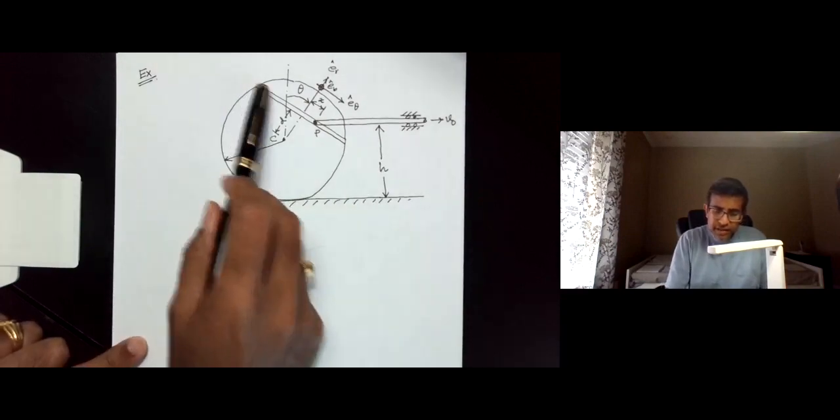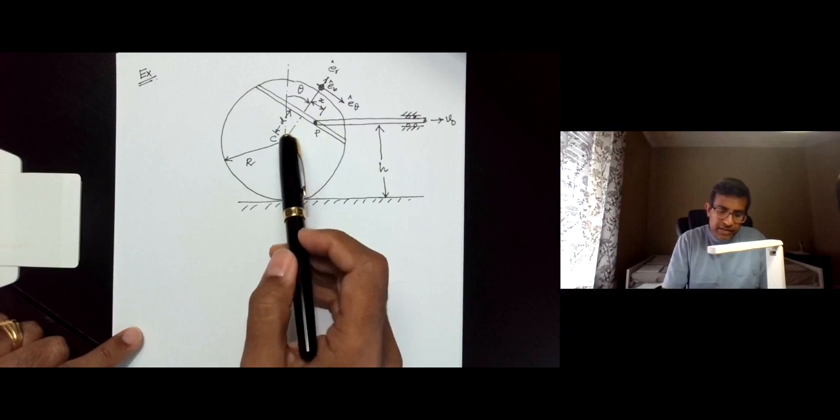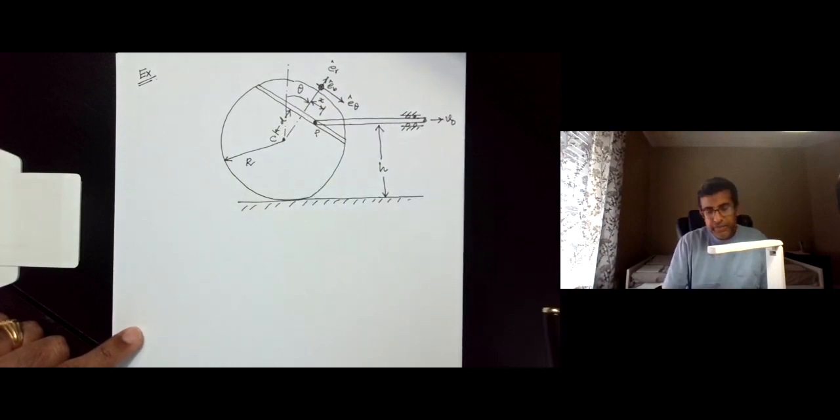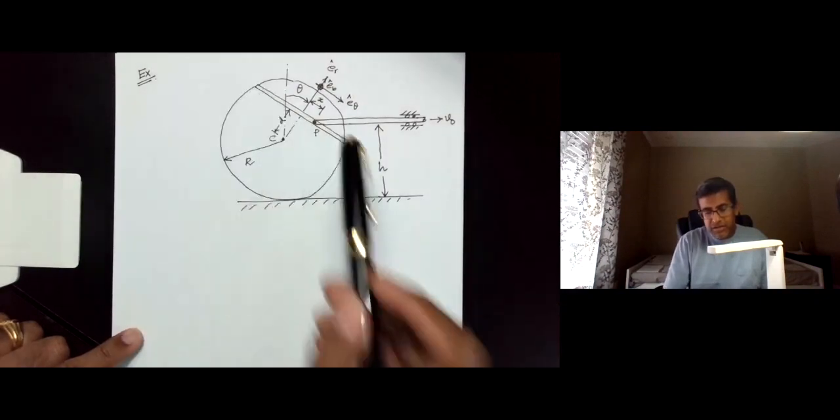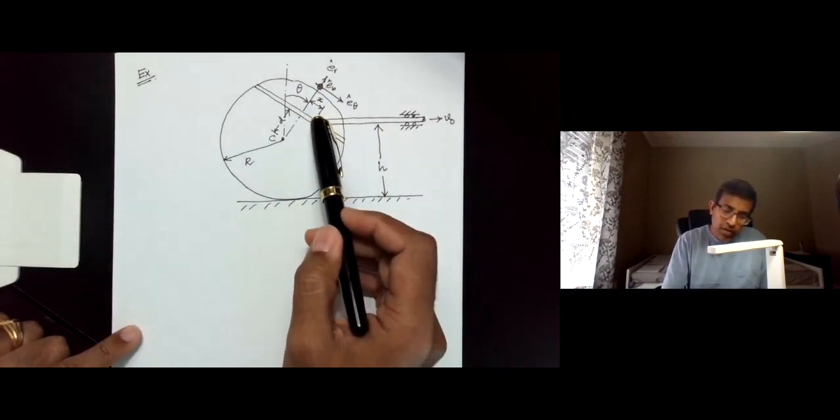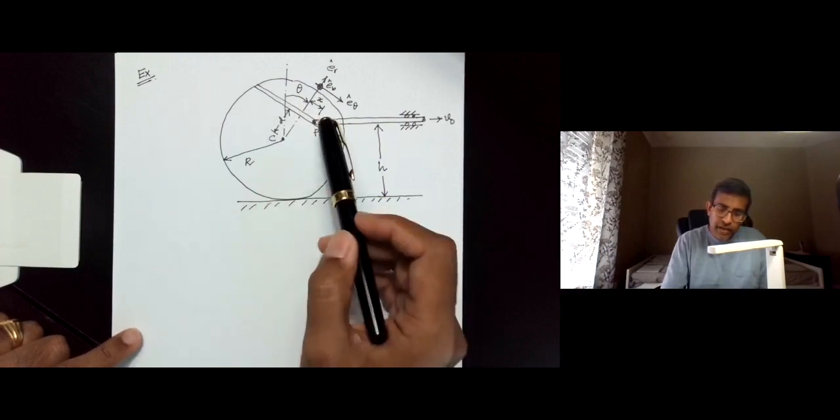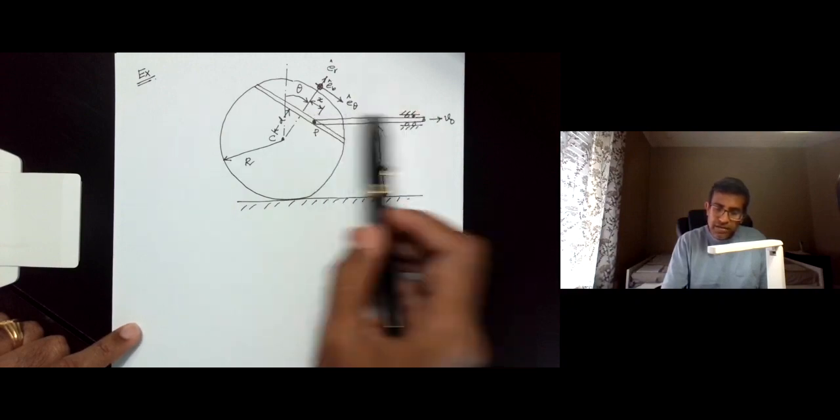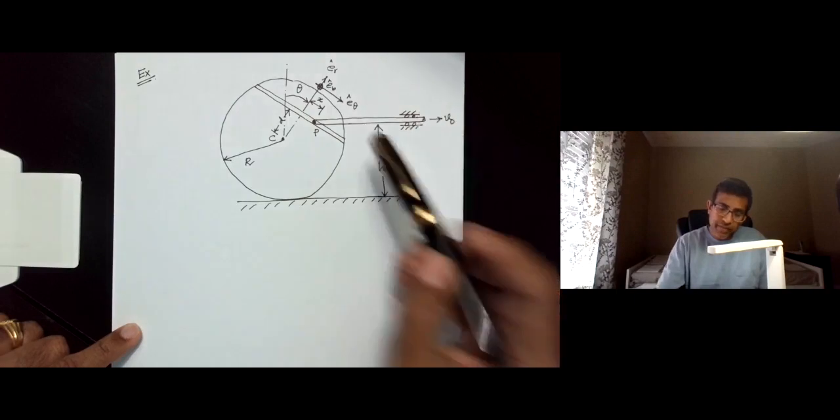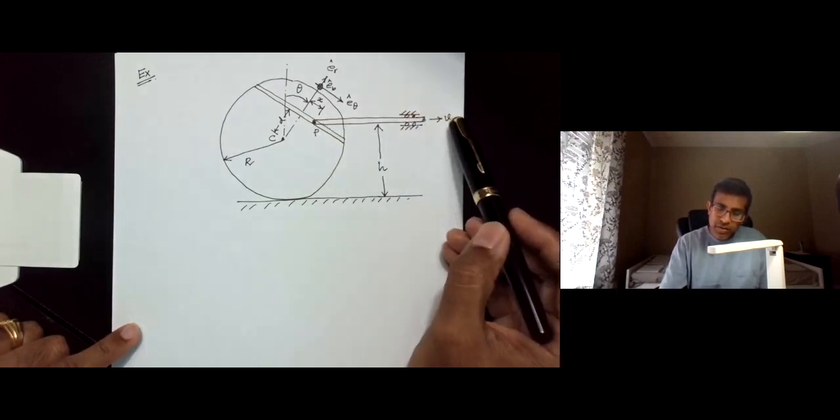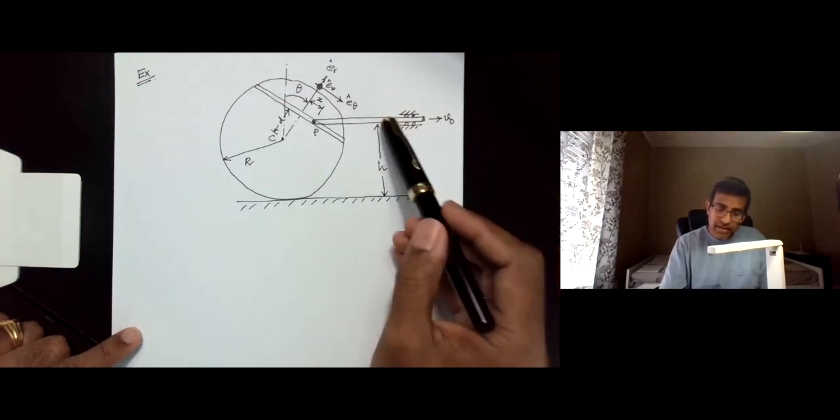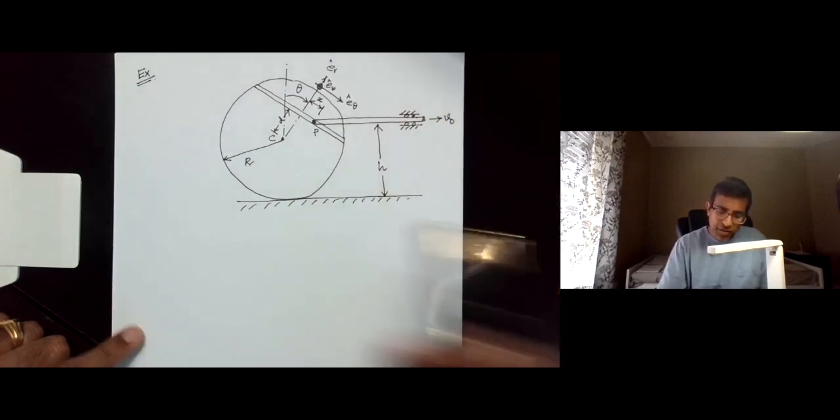the disk there is a slot, and that slot is at a distance of d from the center. The slot is along a straight line, and on that slot there is a point which slides along the slot, and that point is shared by a bar that is constrained to move horizontally. So this bar moves horizontally with a constant velocity V0, and the bar is at a height of h from the ground.